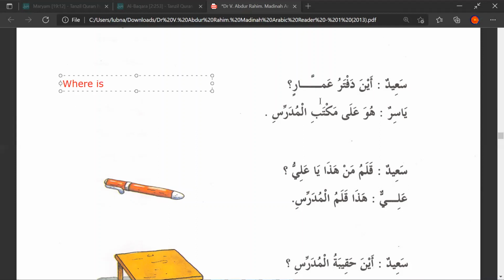Where is the daftaru Ammarin? So it's a register? Yes, register. Where is Ammar's register? So who is the owner? Is there an owner here? Yeah, Ammar. Ammar is the owner and it is in which status? Jar. Yes, it's jar status, and the owner is known as? Mudaf ilayh. Very good. And where is the mudaf? Mudaf is daftaru.